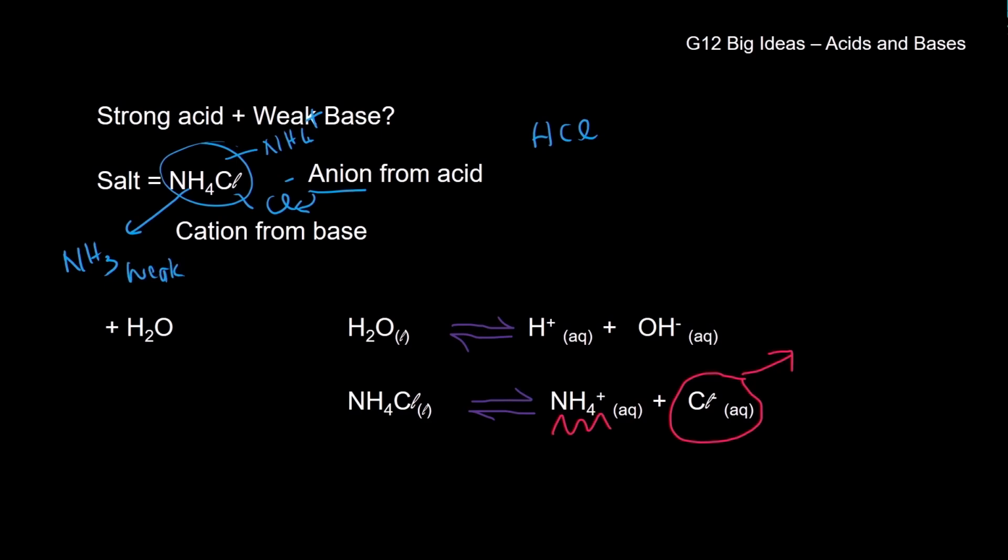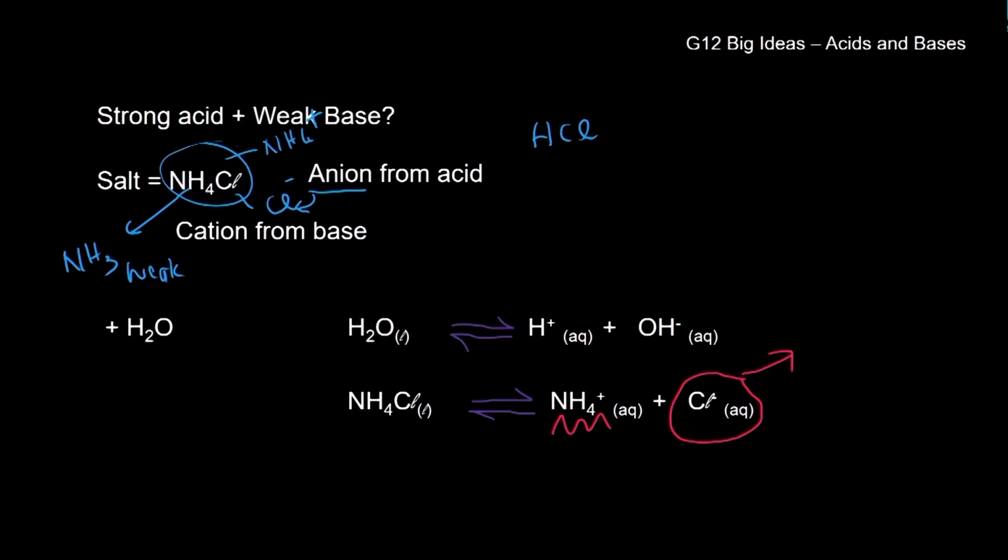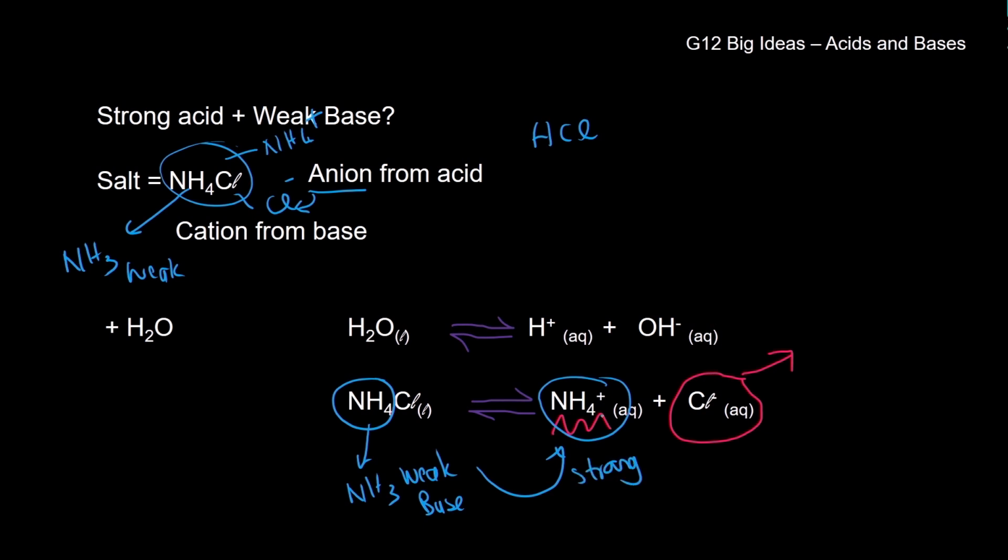Now, what happens when we take the salt and put it into the water that has formed? There is going to be some dissociation into these ions, the ammonium ion, NH₄⁺, and the chloride ion, Cl⁻. Now, we know that the ammonium comes from a very weak base, which is ammonia. That's the weak base, so its conjugate pair is going to be a strong acid. So the ammonium ion is going to be a strong acid.